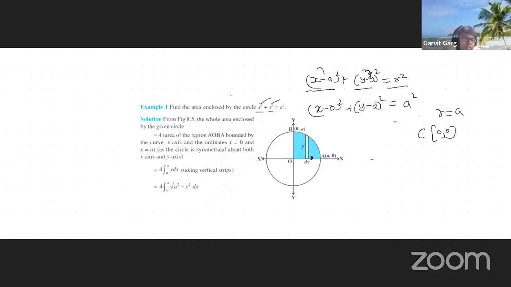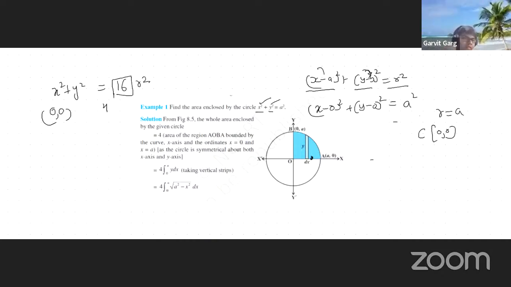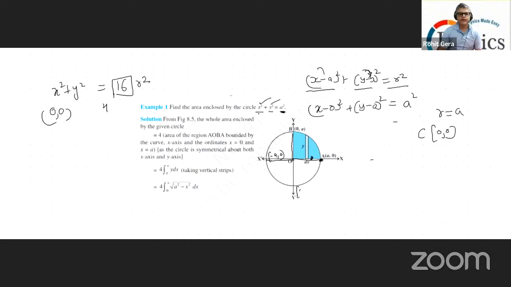Any equation which you see as x square plus y square is equal to 16, you can safely say that the center of the circle is (0, 0) and the radius is 4 because this is r square. So they have given a circle which means the radius is a, center is (0, 0). So this coordinate will be (a, 0) because the radius is a, this is (0, a), this will be (minus a, 0) and this will be (0, minus a).